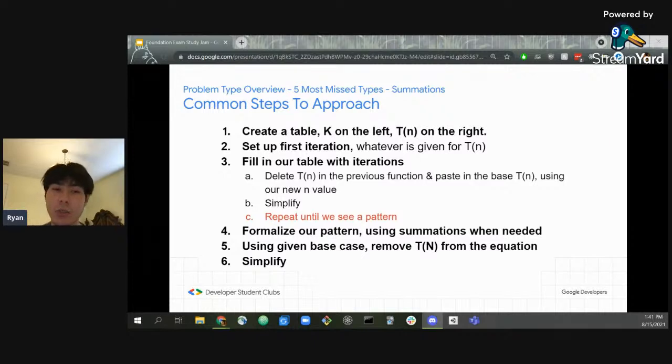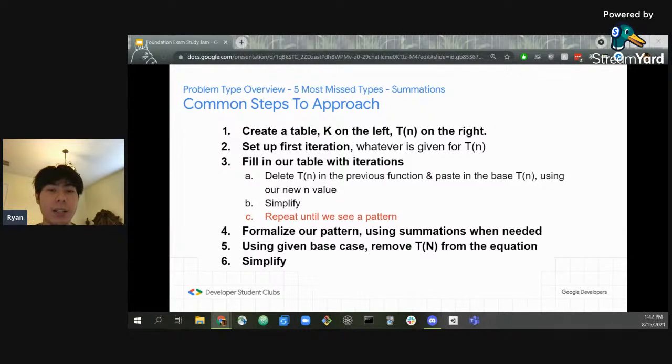So one of the ways I like to approach it is in this simple format. I like to delete t of n from the previous function. Whatever was the answer to the previous iteration, I just bring it down and delete t of n. Then in that empty space, I paste in the base t of n given in the problem. But as opposed to just inputting n from the base t of n, I input the new value of n. Then I simplify and repeat. Now, once hearing this, it may not make a lot of sense just speaking it to you, but we're going to go over a practice problem, so this makes a lot more sense.